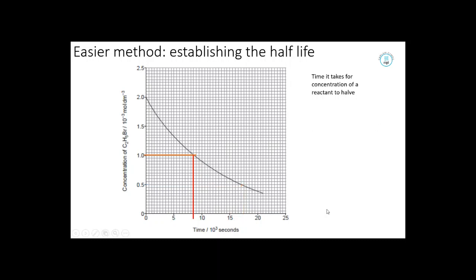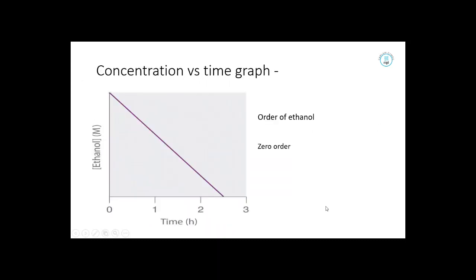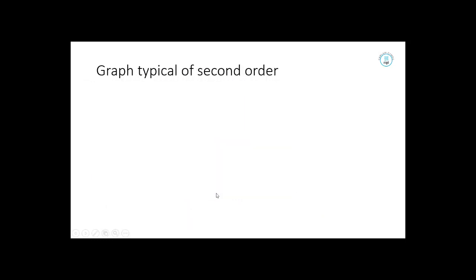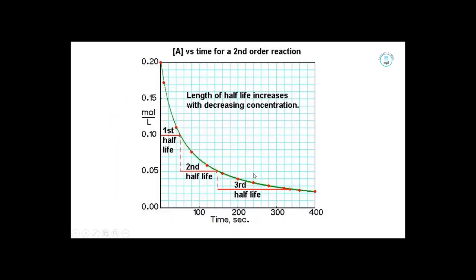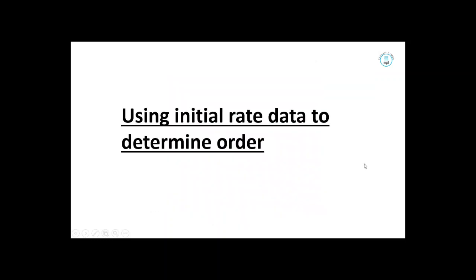Just going back and reminding you, you won't need to do it if it's 0 order because it's just a constant gradient. If it curves, take a half-life. First order, it will be a constant half-life. And your second order, because of that kind of steepness to the curve, what we start finding with the second order reactants is your half-life increases each subsequent half-life. And you see it massively increased by your third half-life. So half-lives is the much better way to go.